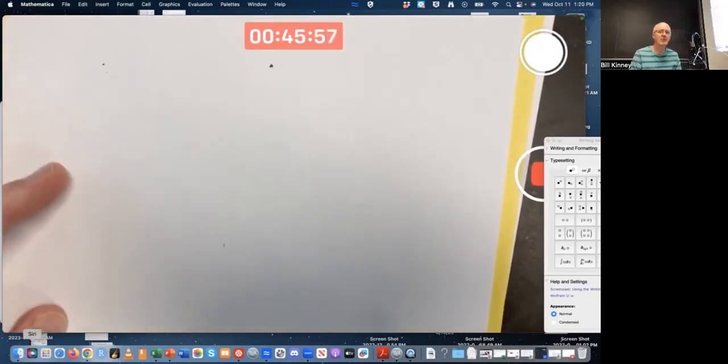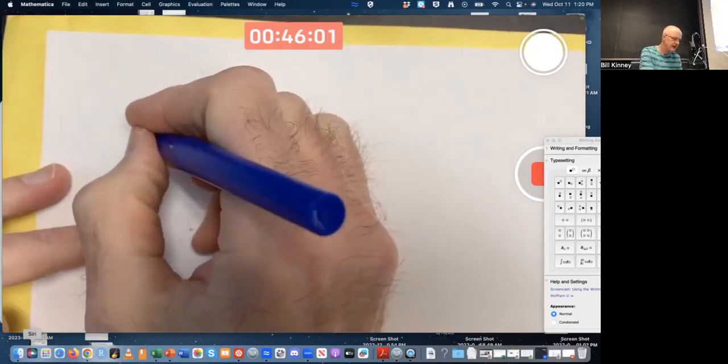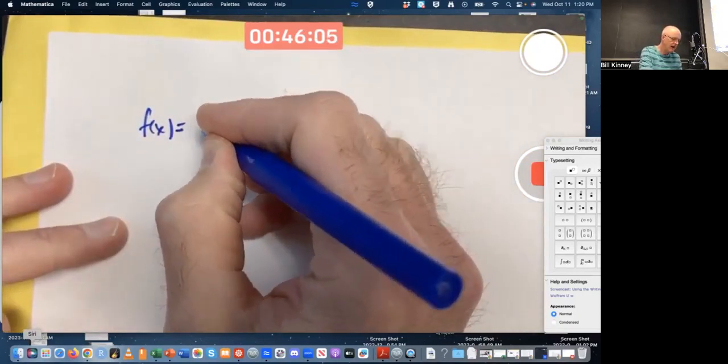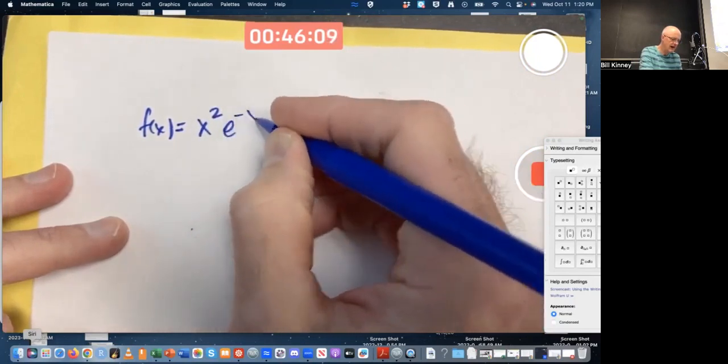Let's apply the product rule to another example. Let's let f of x be, how about, x squared e to the negative x.